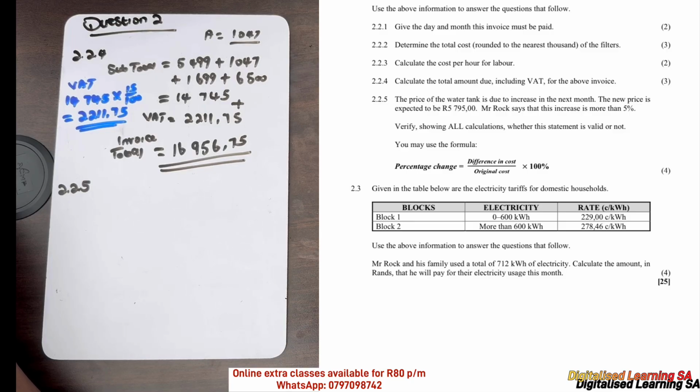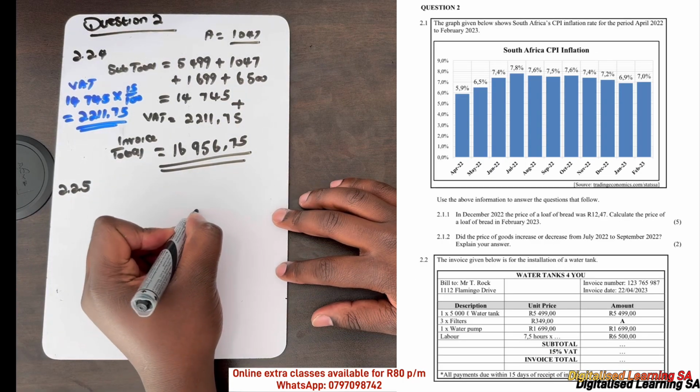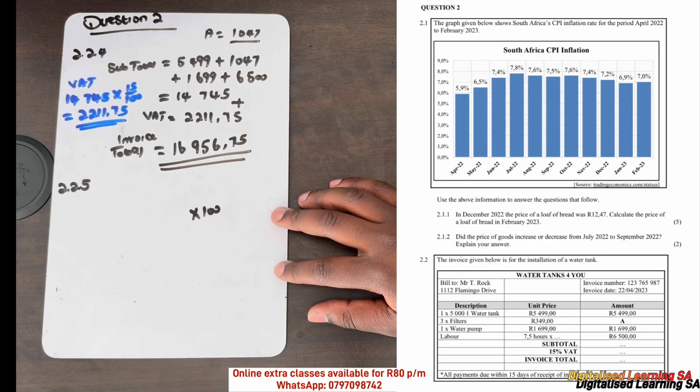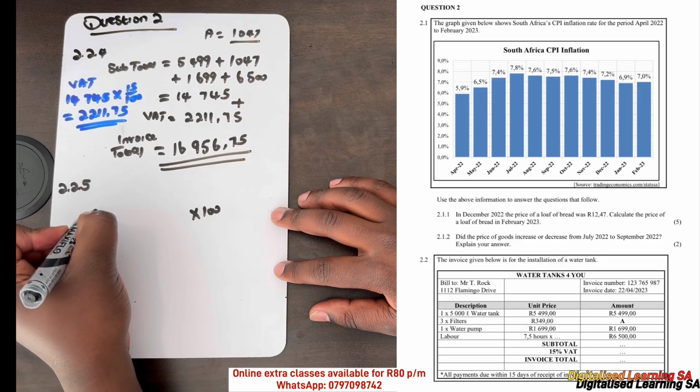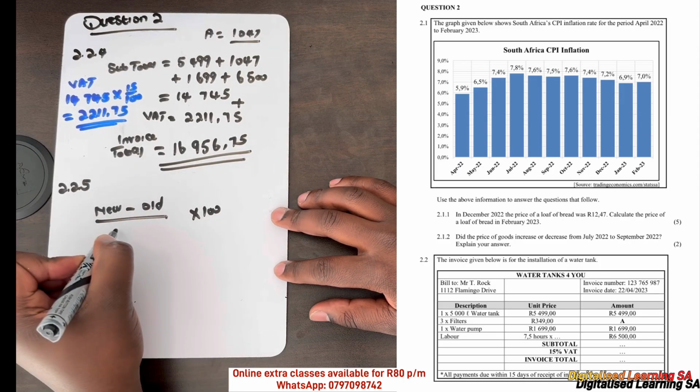And then we are told that we may use the following formula, the percentage change. So always remember that if we are calculating the percentage change, we need to multiply by 100 so that the answer that we get is in the percentage form. So the formula says that difference in cost divided by the original cost. So this formula looks a bit confusing. So if we are calculating the percentage change, we can always use the formula which says new minus old divided by old.